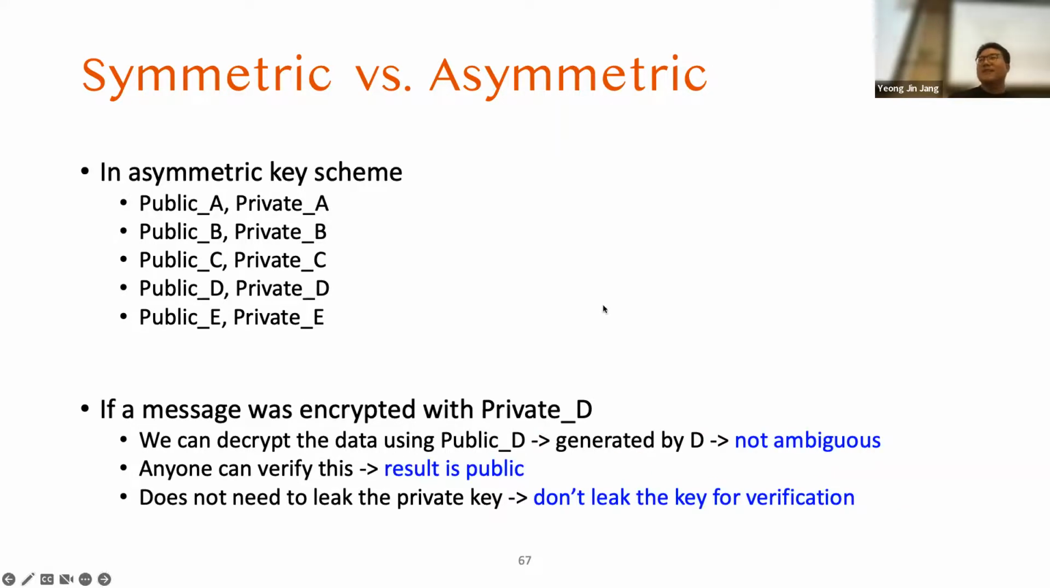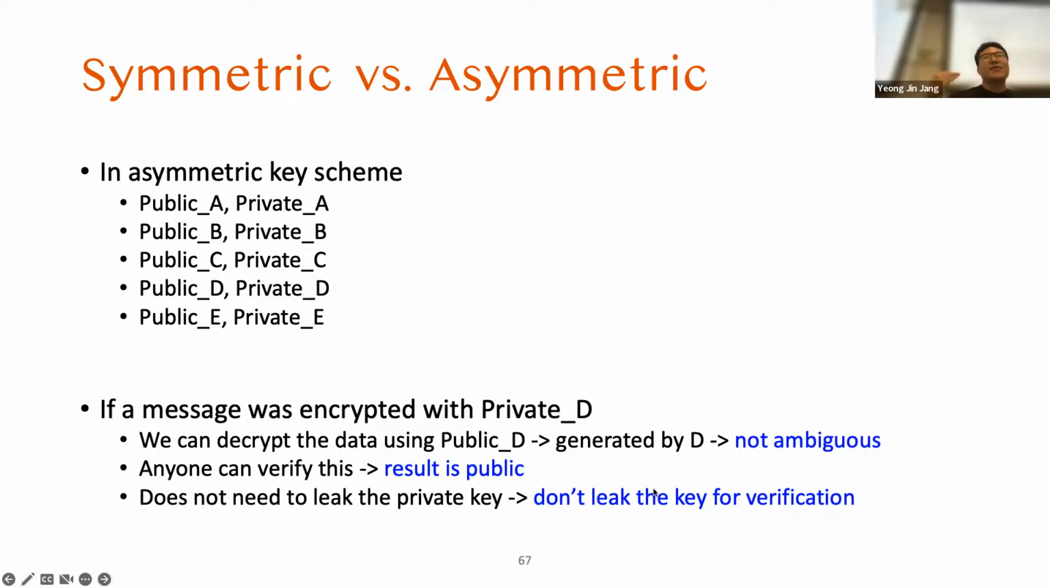But when we use a public key scheme for digital signature, the message is encrypted with the private key of the member D. Then we can decrypt the data using the public key of D. So we know that the private key holder generated that message. There's no ambiguity about who generated the message. And anyone can verify it, because we can get the public key and verify. Verification only leaks the public key.